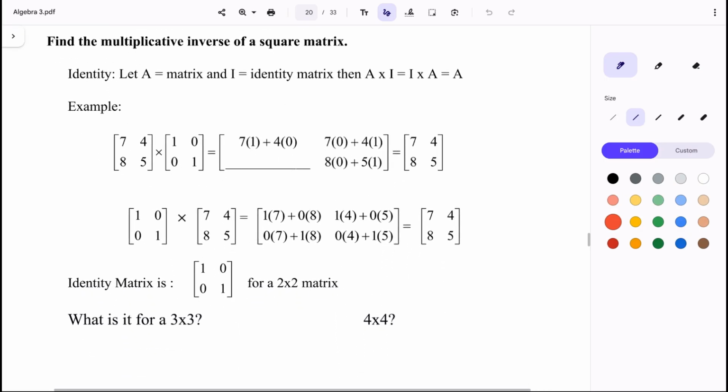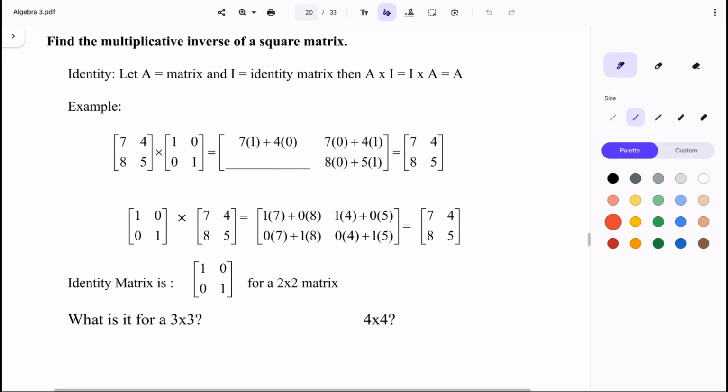All right, so I'm going to show you first how you would find the multiplicative inverse of a square matrix. Now think about just a regular number. The multiplicative inverse of a number is like the reciprocal of it. It's the number that you multiply it by to make it become a 1. So when we think about a matrix, we're kind of using that idea.